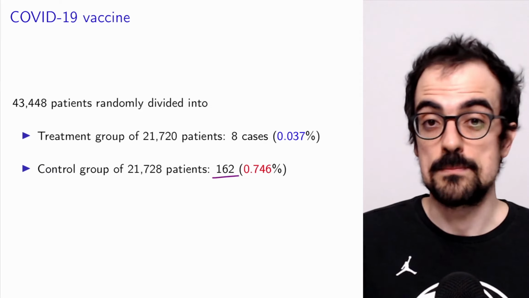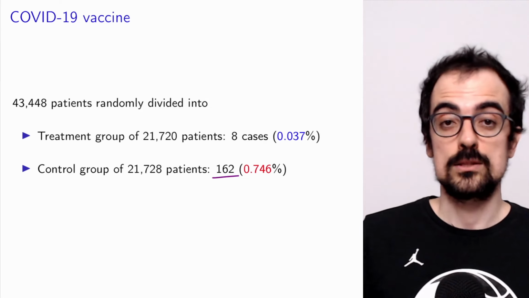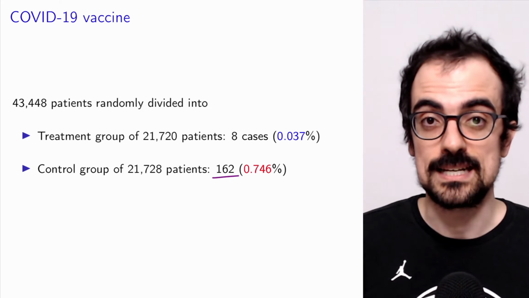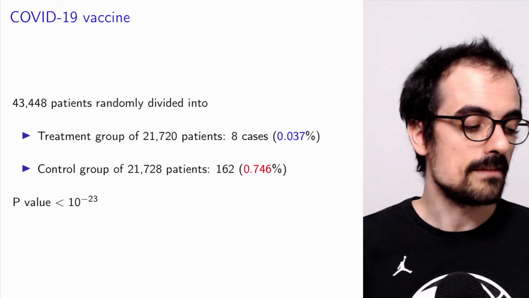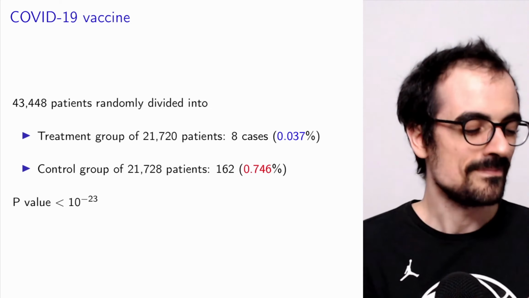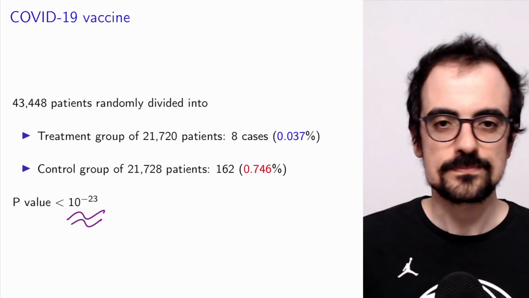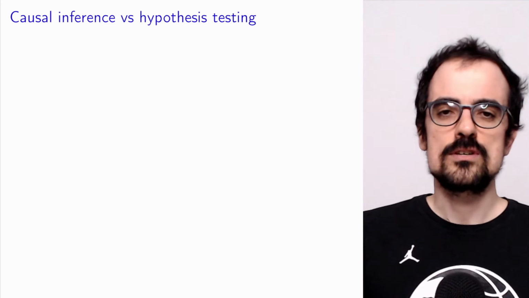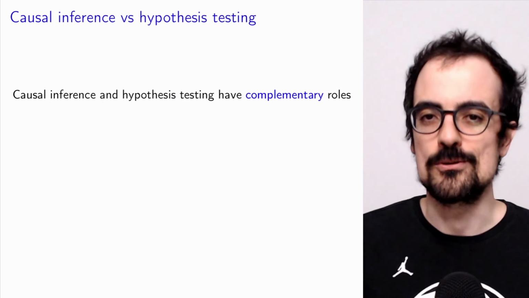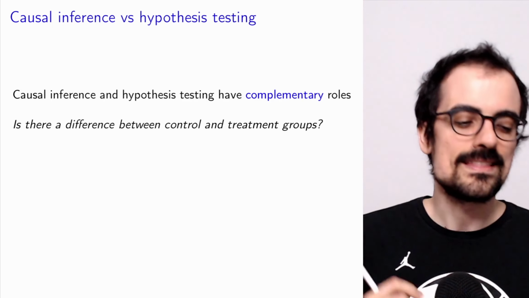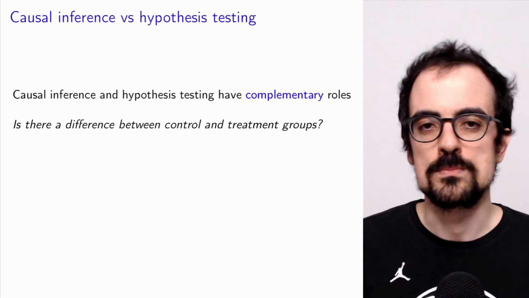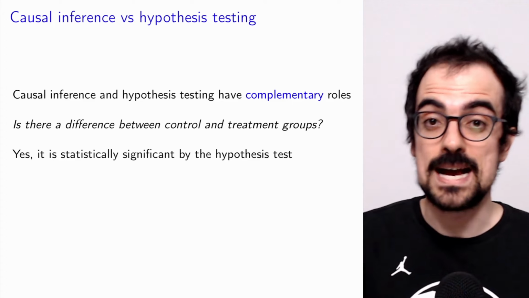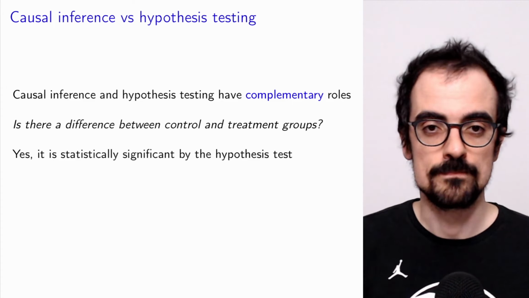We compute a p-value using a two-sample test similar to the one that we discussed when analyzing Giannis Antetokounmpo's free throws, and we see that the p-value is smaller than 10 to the minus 23. It's extremely small. So now when we analyze this, we see that causal inference and hypothesis testing have complementary roles. Can we say that there's a difference between the control and treatment groups? Yes, because the difference is statistically significant by the hypothesis test. The p-value is super small.